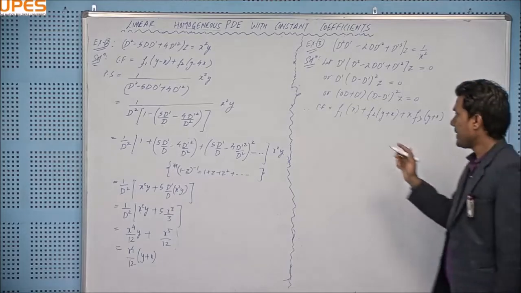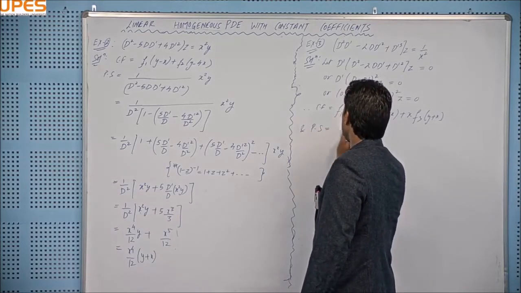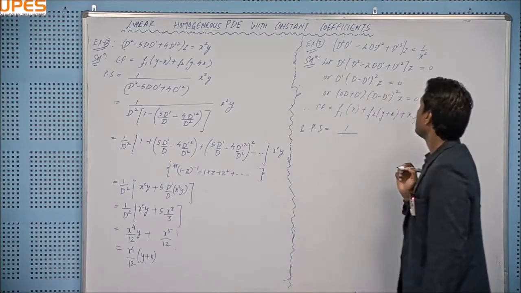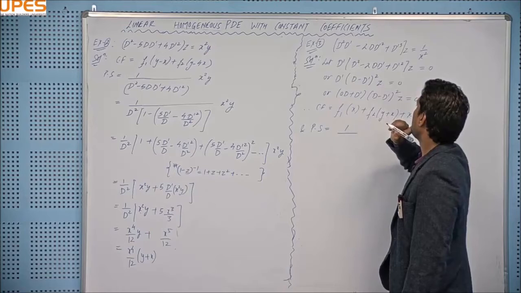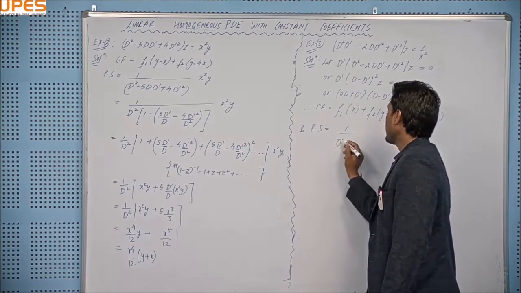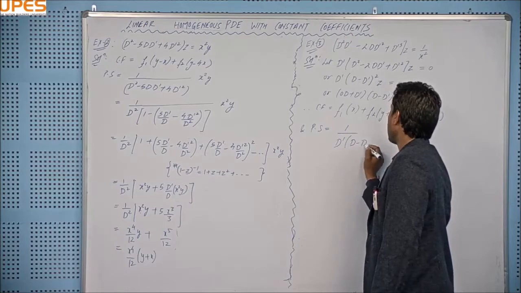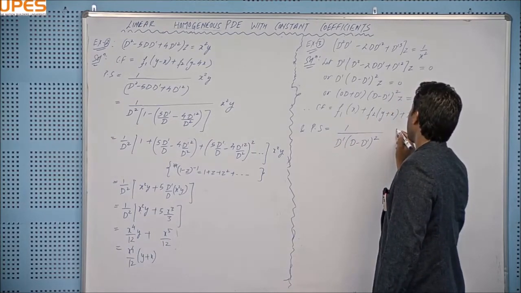And now moving on to particular solution, that is very interesting. Particular solution, 1 upon, that is 1 upon x squared. Should I write this or this? I think this will be much better, right? 1 upon D dash, D minus D dash whole square, and here I have 1 upon x square, right?